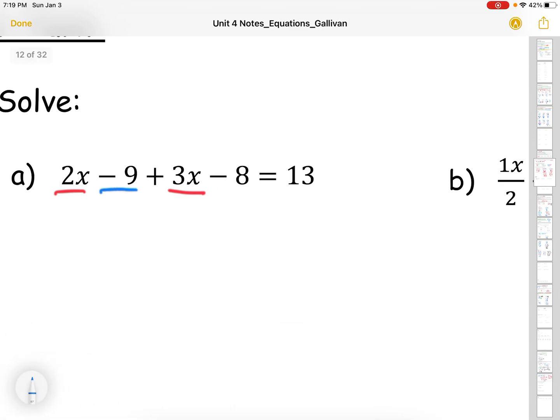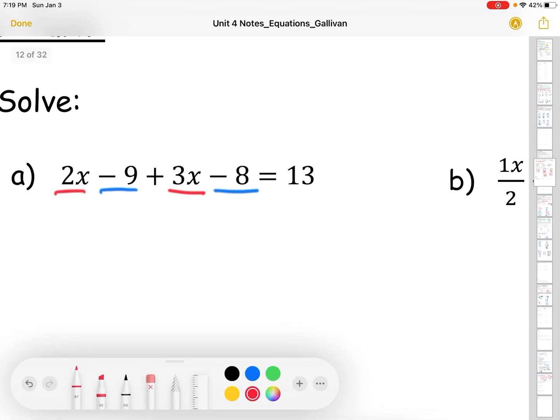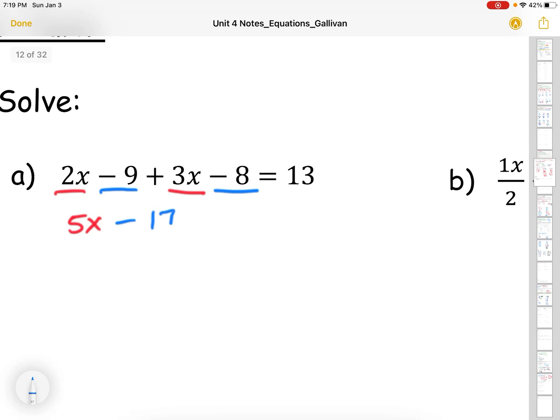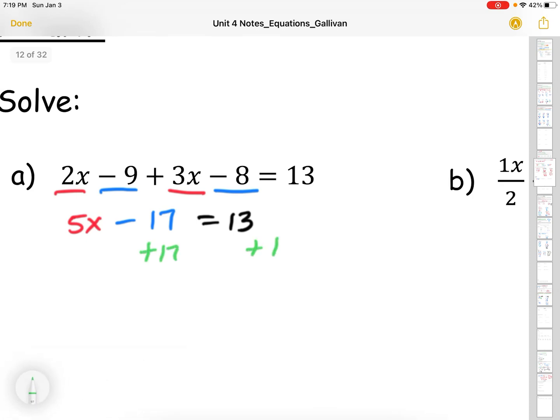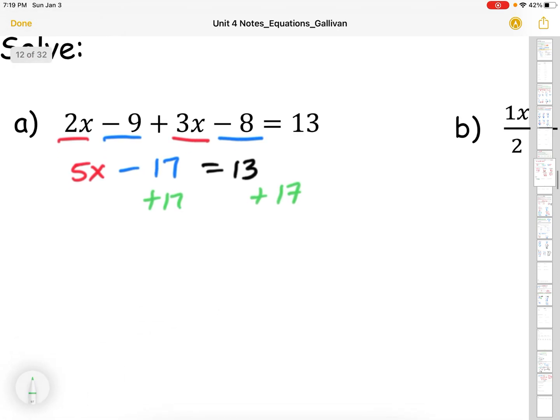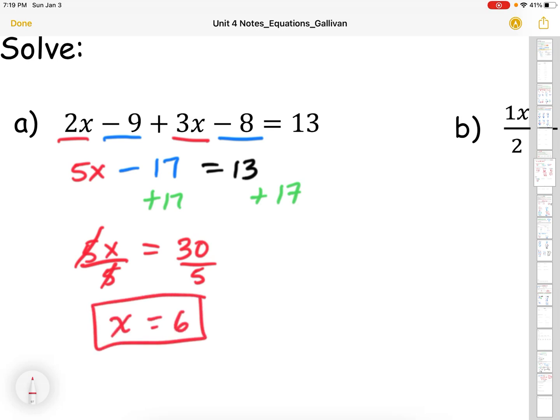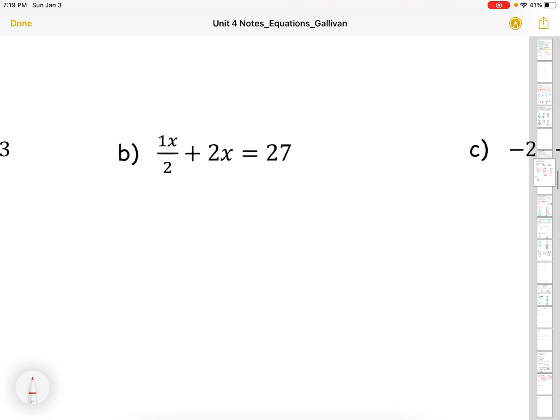Okay, so I've combined some like terms here before I solve. 2x plus 3x is 5x. Negative 9 and negative 18 is negative 17. And that equals 13. I'm going to move the negative 17 over by adding it to both sides. Adding is the opposite operation. So I'll get 5x is equal to, well, 17 and 13 equal 30. Divide both sides by 5 to remove that coefficient. And I'll get x is equal to 6.